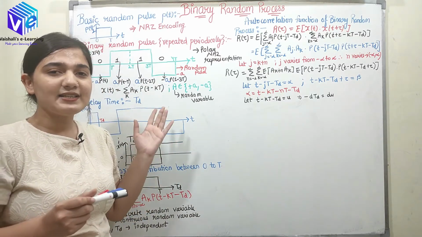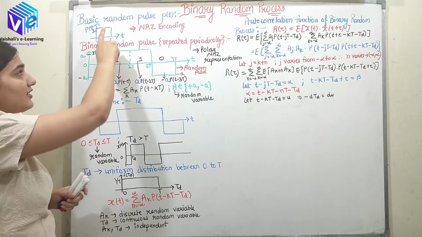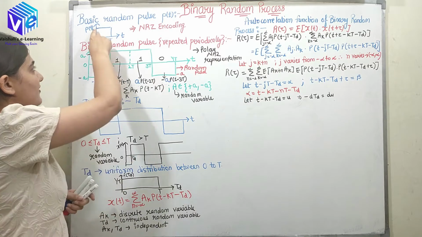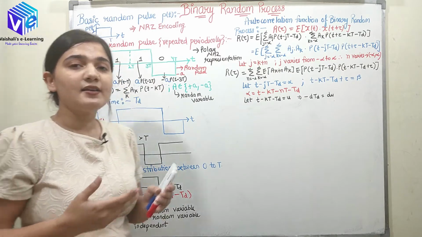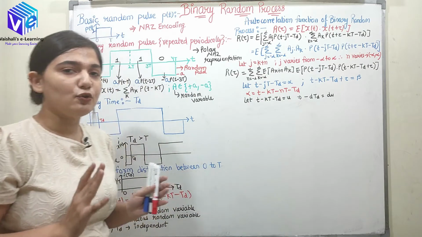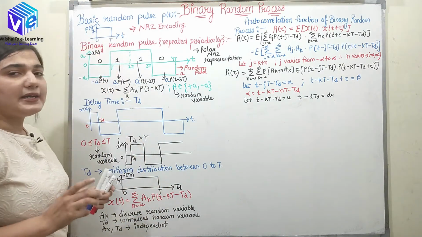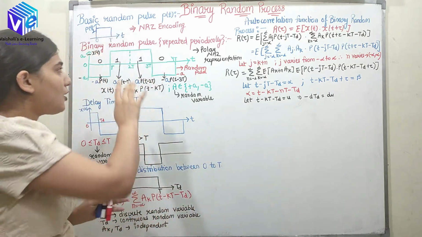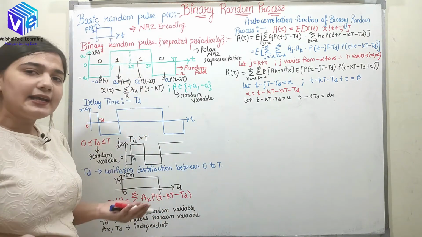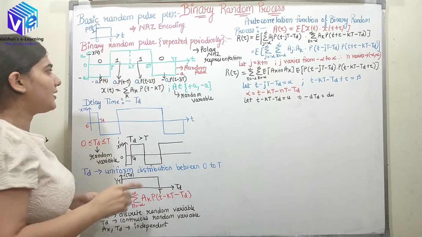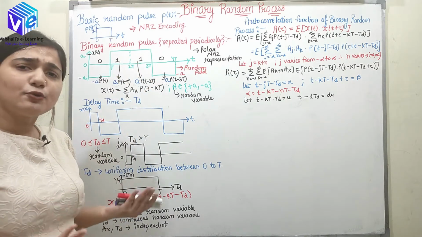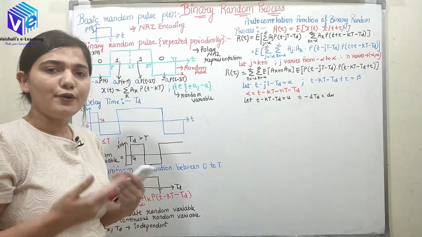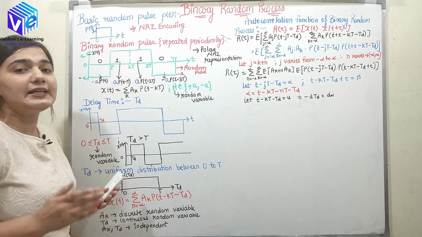So let's understand this with the help of an example. I have taken a basic random pulse. p(t) is my basic random pulse which has amplitude 1 and is present in the duration 0 to capital T. So this is my p(t). I have done its NRZ encoding. Now here I have some data, and the data is random. Here I have taken the data to be 0110. The data could be anything. It can be 0101 or all ones or all zeros. So the data is random.